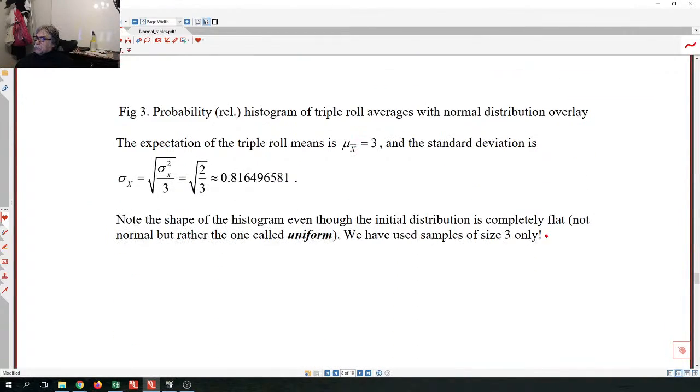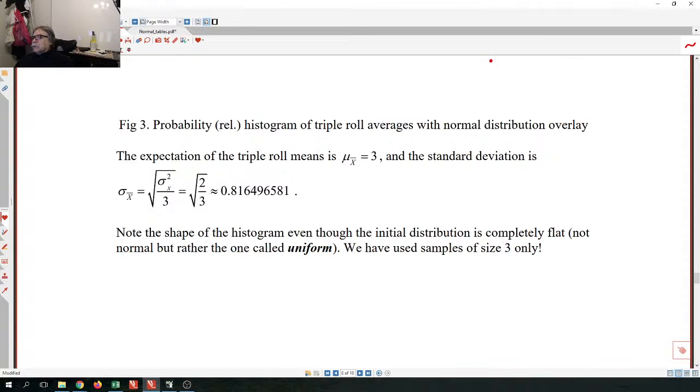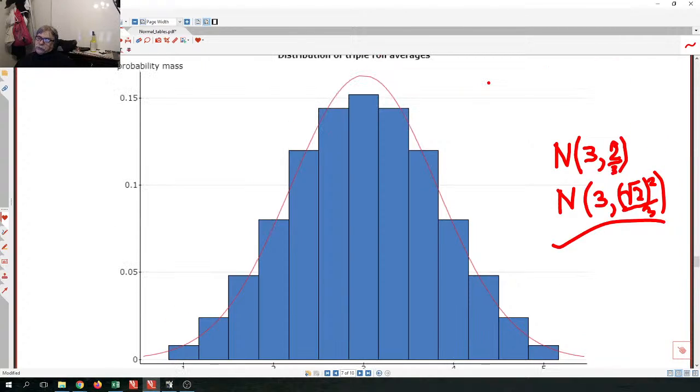So again, my initial distribution of a single roll was uniform. Everything was equally likely. It was a flat top. But when you look at the average of 3 rolls, it becomes really close to normal. That should give you an idea of the power of the central limit theorem.